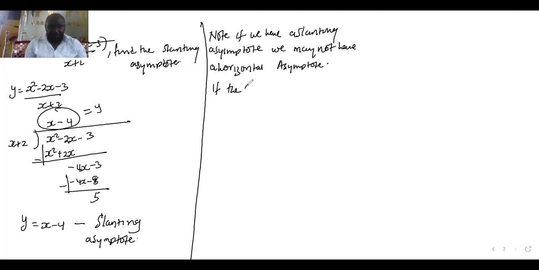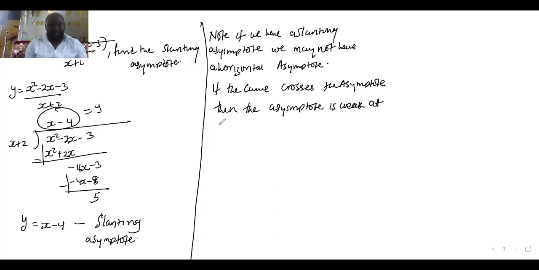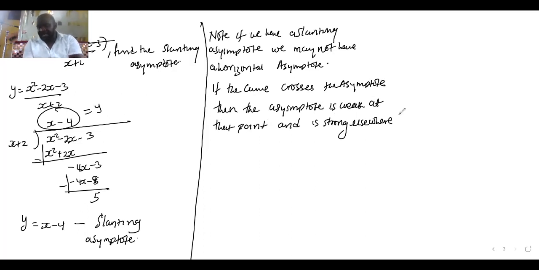Another one, if the curve crosses the asymptote, then the asymptote is weak at that point and is strong elsewhere. If the curve is to cross an asymptote, it may cross it once, but where it has crossed it, we conclude the asymptote is weak at that point. Elsewhere, the asymptote is strong because the curve cannot penetrate it. Okay?